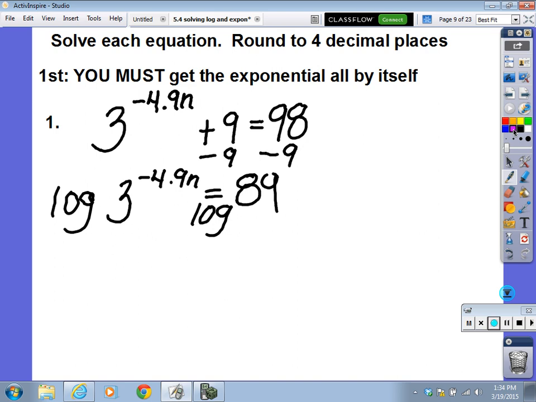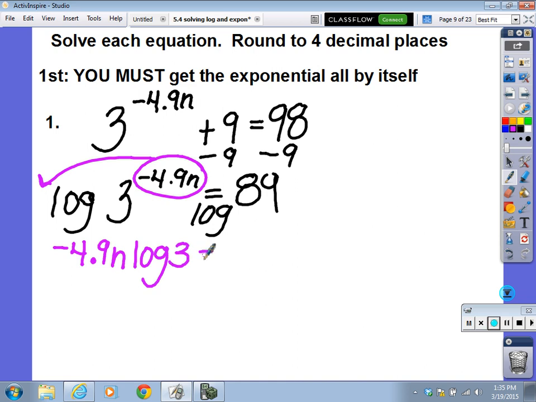So now we'll take the log of both sides, and then by properties of logs, we know we can pull that in front, which is nice because now the variable we're trying to find is not in the exponential. So negative 4.9n log of 3 is equal to log of 89. And now piece by piece, we'll just solve for n just like we did in the other problem. So we're going to divide both sides by negative 4.9 and log of 3.